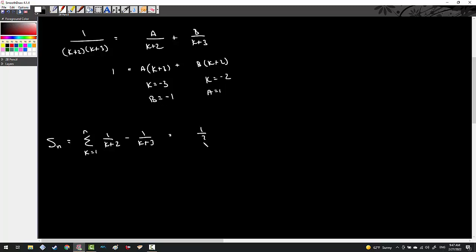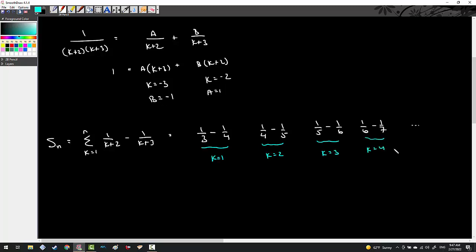So I end up with 1/3 minus 1/4 now if I let k equal 1. I have 1/4 minus 1/5 now. 1/5 minus 1/6, 1/6 minus 1/7, and then dot dot dot. Now remember, it's a telescoping series, right? Where this two-term expression here is the result of k equaling 1. This whole thing is the result of k equaling 2. This whole thing is the result of k equaling 3. This whole thing is the result of k equaling 4, and dot dot dot.